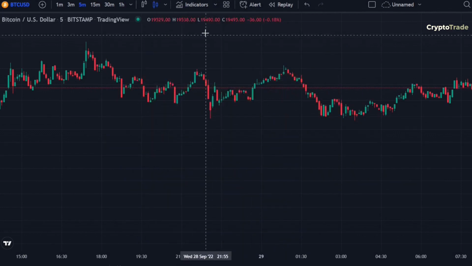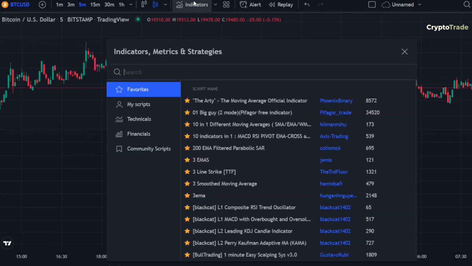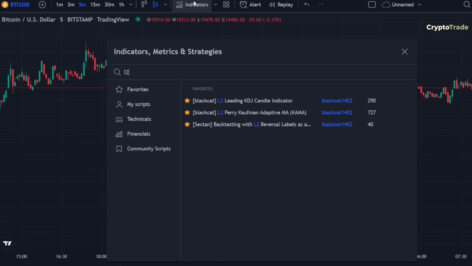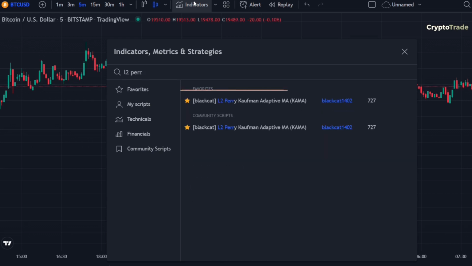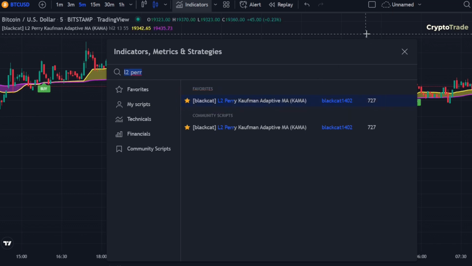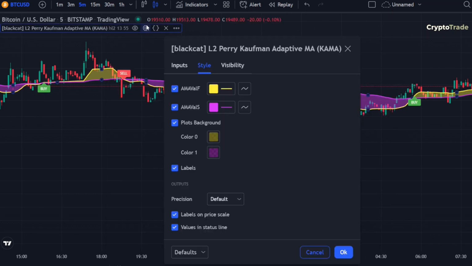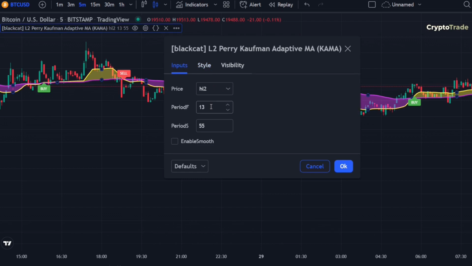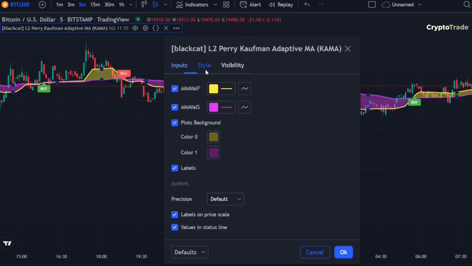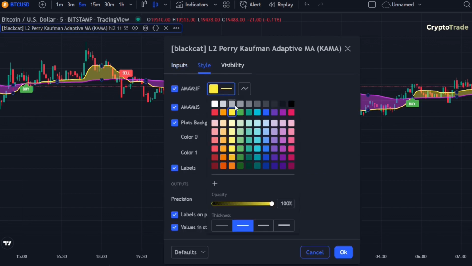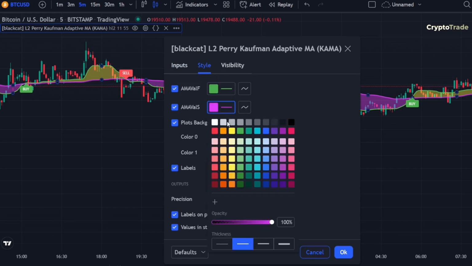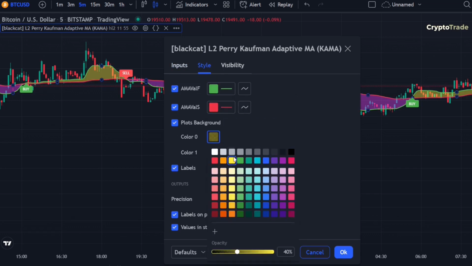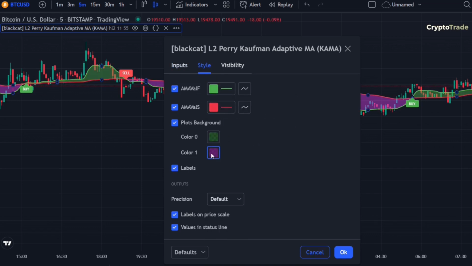To add the first indicator to the chart, open the indicator search bar in Tradingview and type L2 PERRY KAUFMAN. Select this indicator as shown here in the video. Go to Settings and in Inputs tab, change period F to 11. In Style tab, change the colors of the lines to green and red. Change the plot's background to green and red as well.